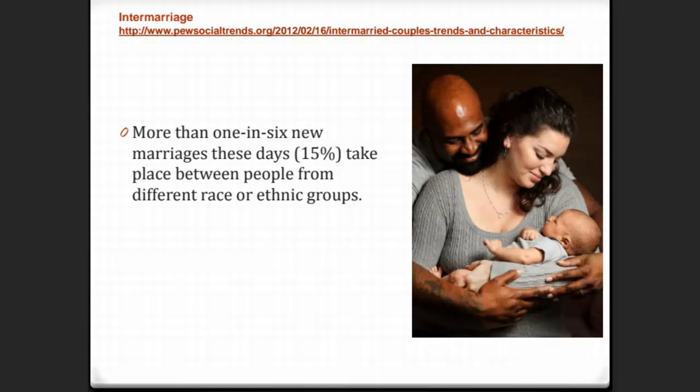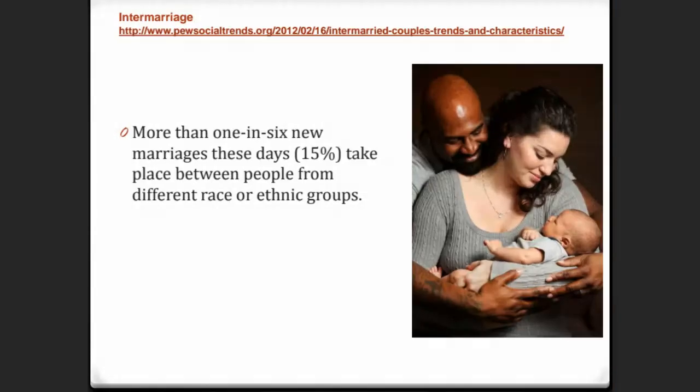So in most of those phenomena, there seem to be instances where some of those relationships failed as a result of certain cultural issues, certain cultural background, certain perspectives, divergent views, divergent perspectives. So there may be good things to practice, but also it has its own intricacies. You see. So more than 1 in 6 new marriages these days, 15%, take place between people from different race or ethnic groups.